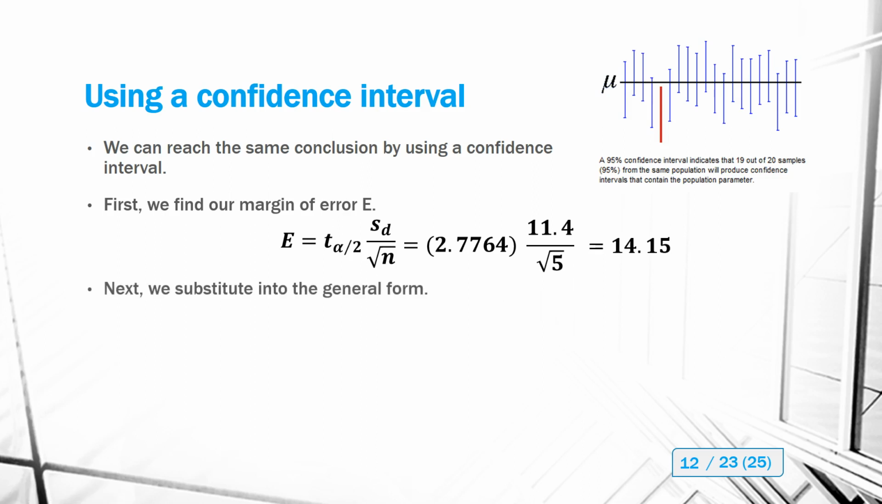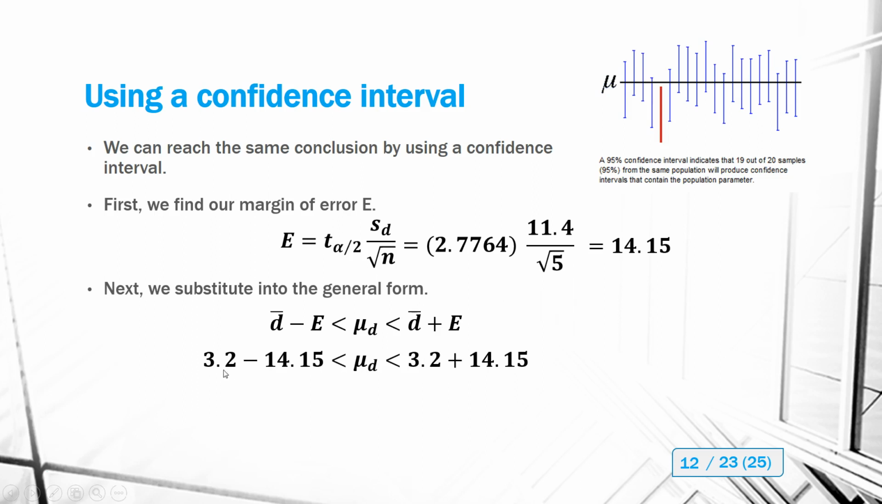I then substitute into the general form. So here's the general form. I substitute what I know. My D bar is 3.2, and the error that I just calculated is 14.15. And then I'm going to add it on the right, subtract it on the left, and that gives me my lower and upper limits for my confidence interval, negative 10.95 and 17.35 respectively. This then is my 95% confidence limit.